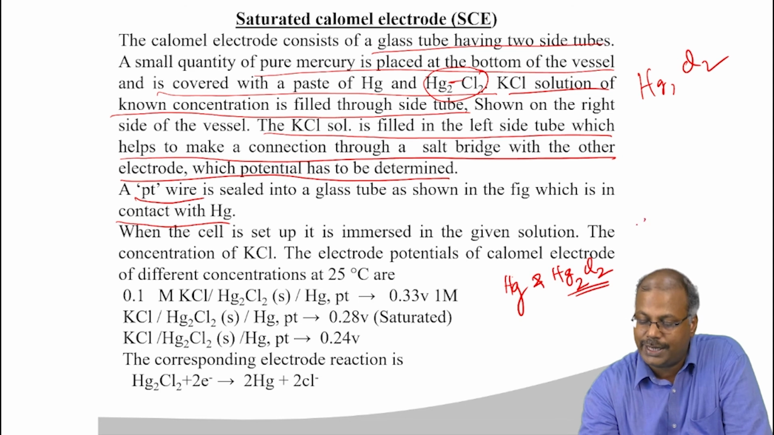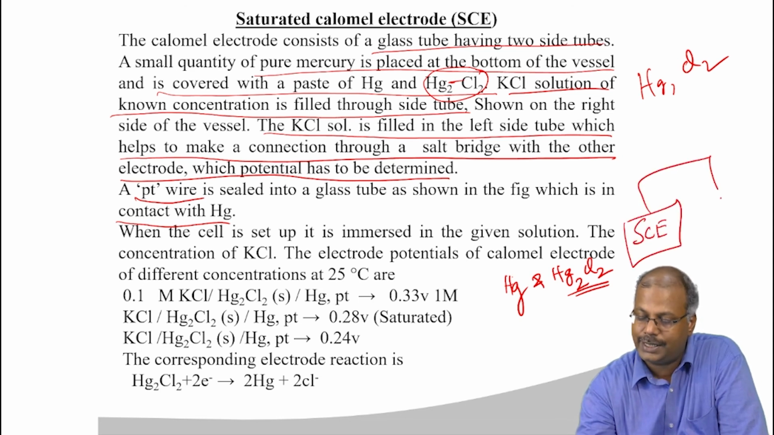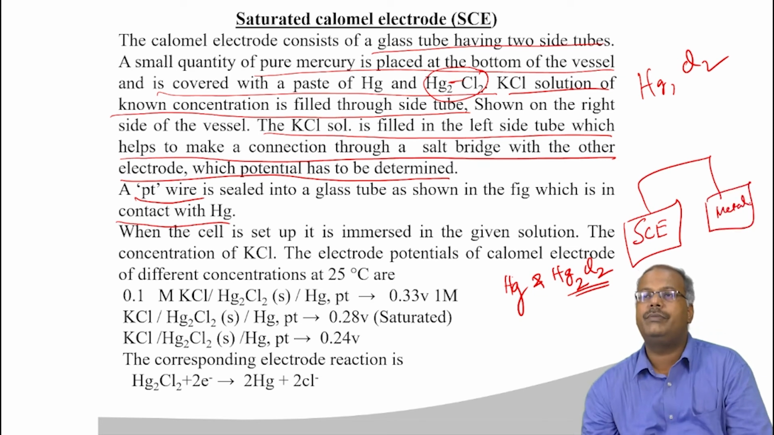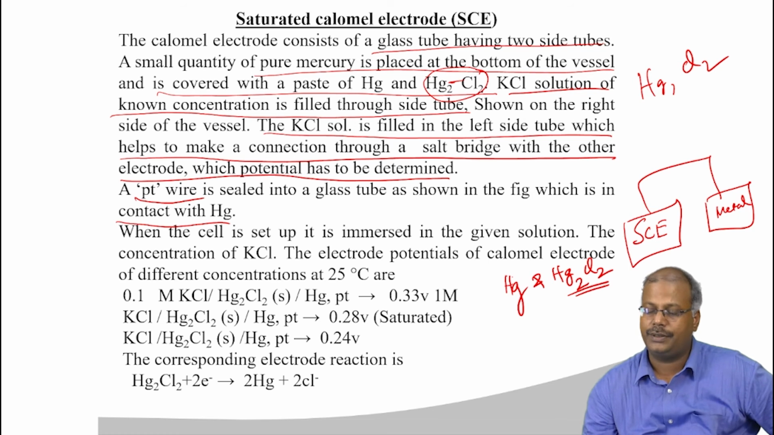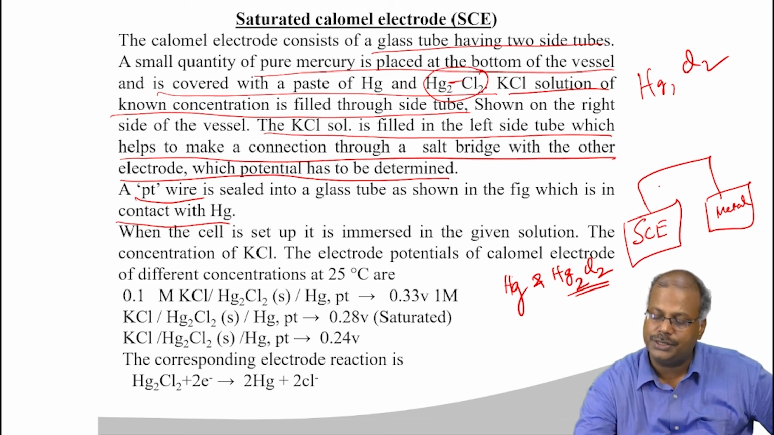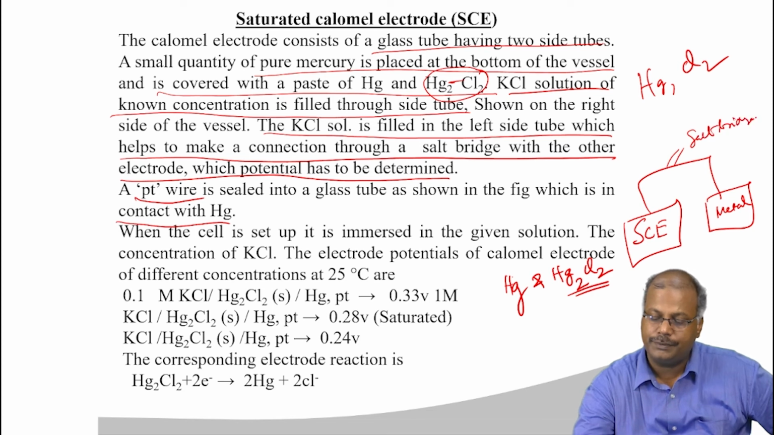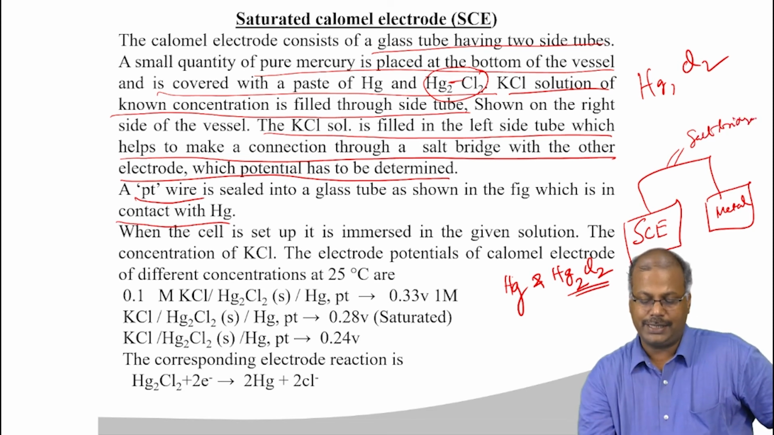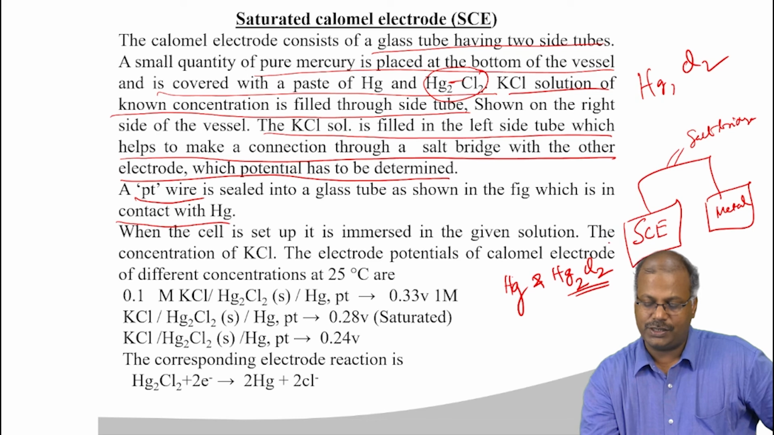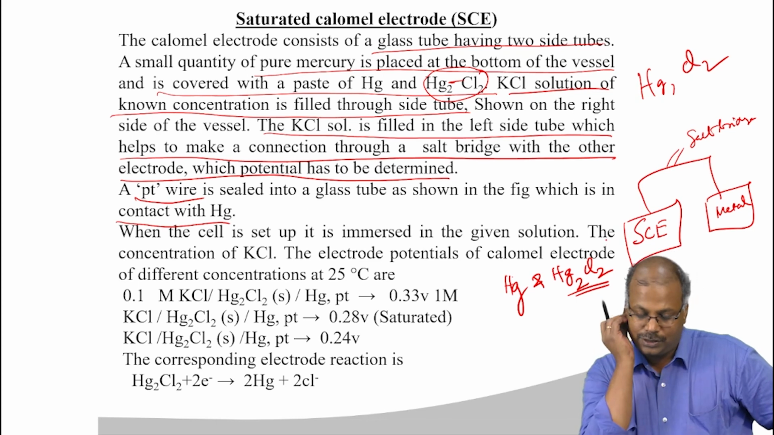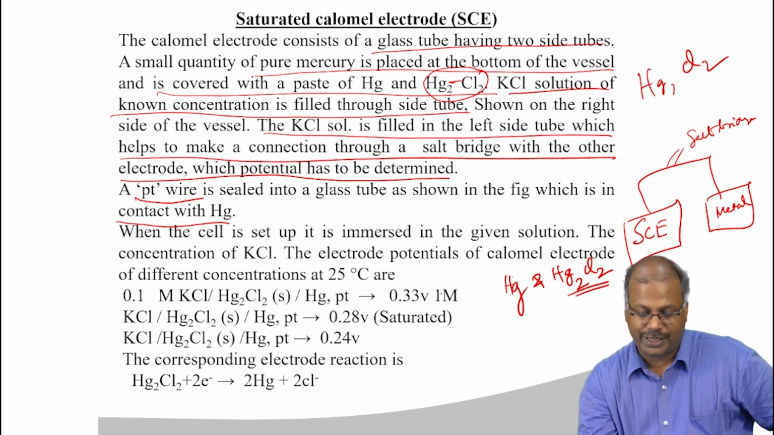So, one side saturated calomel electrode and another side is connected to your metal system, which you want to measure the electrode potential, through a salt bridge. So this is the salt bridge. Okay. So when the cell is set up and immersed in the given solution of metal, the electrode potentials of calomel electrode at different concentration.